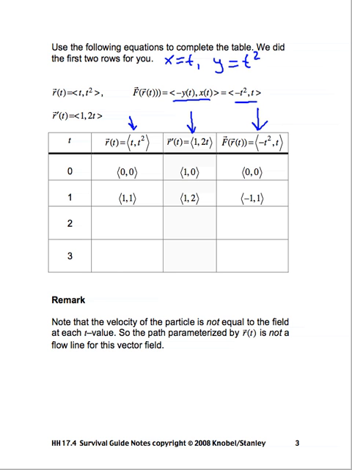Now, if this path is a flow line for the vector field, then these velocity vectors r prime should be the same as the vectors in the field. And you can immediately see from the first entry in the table that these are not equal. So down on the bottom, I already know, because it has to hold for all values of t, I can say already, just from that first entry, that r of t is not a flow line for f.